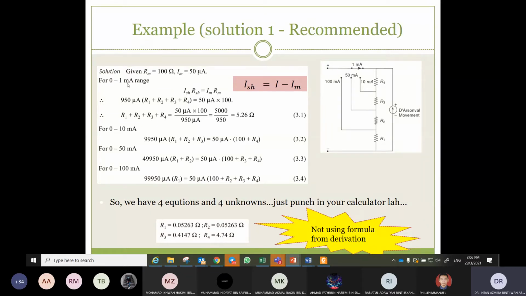So at 1 milliamp, I shunt is equal to what? I shunt is equal to... how to get 950 microamp? How to get this?